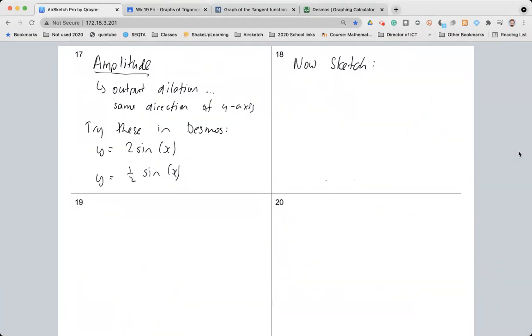So as a bit of a start, I'll get you to pause the video and have a go at putting these two functions here into Desmos and see what the impact is on the function. But I've given it away a little bit up here. Output dilation, same direction of the y-axis. So see what they do and then come back. So pause the video now. Okay, hopefully you paused the video.